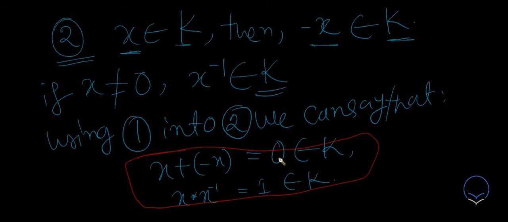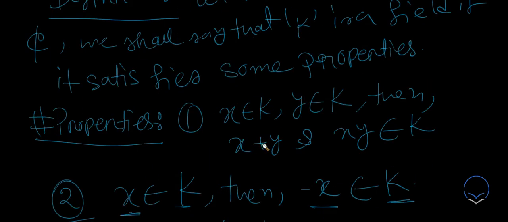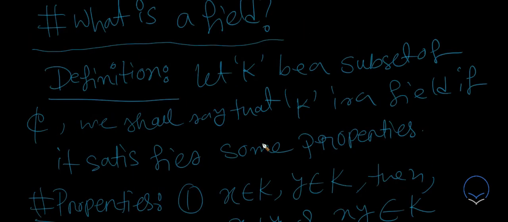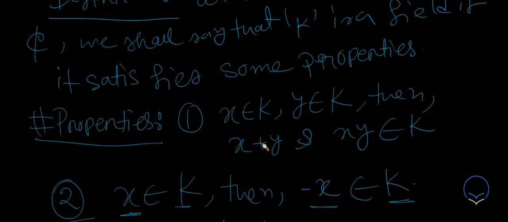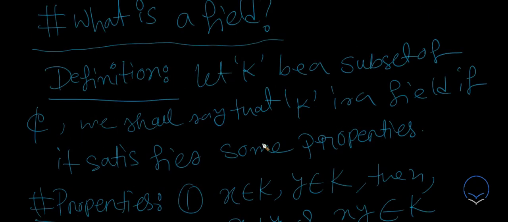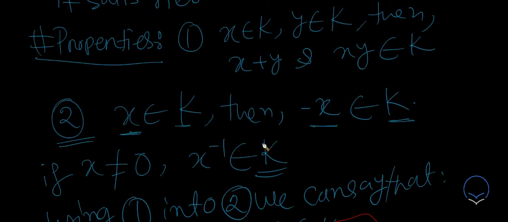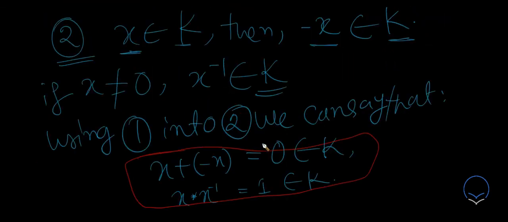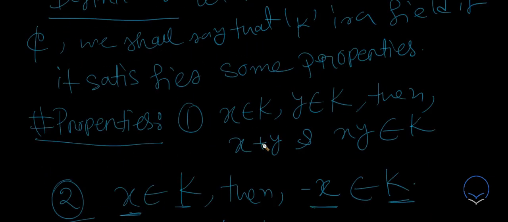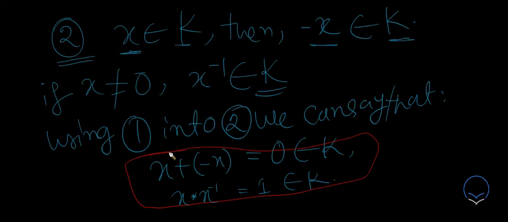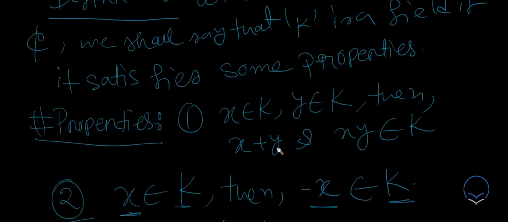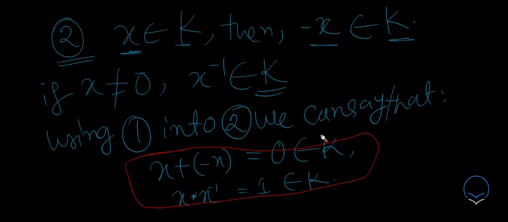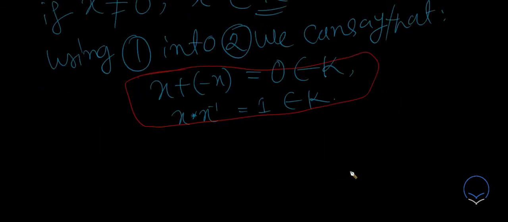Please keep this in mind. As usual, if you open up any standard textbook on linear algebra, you will find these three axioms or three properties that the elements of the subset will have to satisfy. But if you just take the first one and the second one, this red box thing, this will be emerging as the third one.